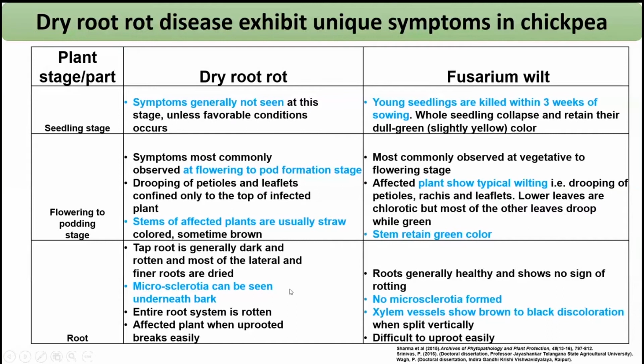In case of root, the microsclerotia can be seen underneath the bark, and the affected roots can be easily uprooted in case of dry root rot. In contrast, the Fusarium wilt affected plants do not have microsclerotia, and they will have brown to dark discoloration in the xylem vessels when we see it in the split open stem.